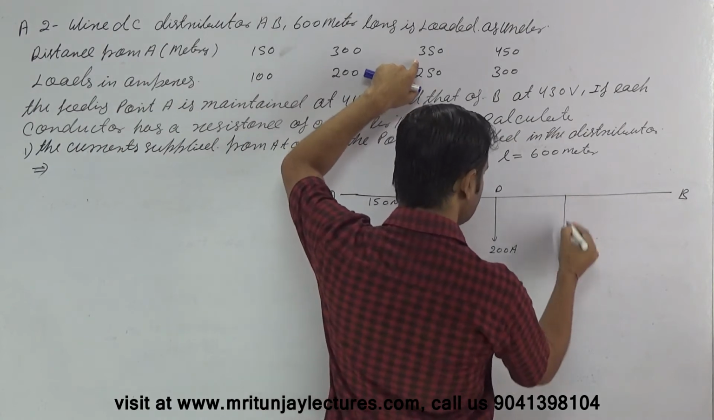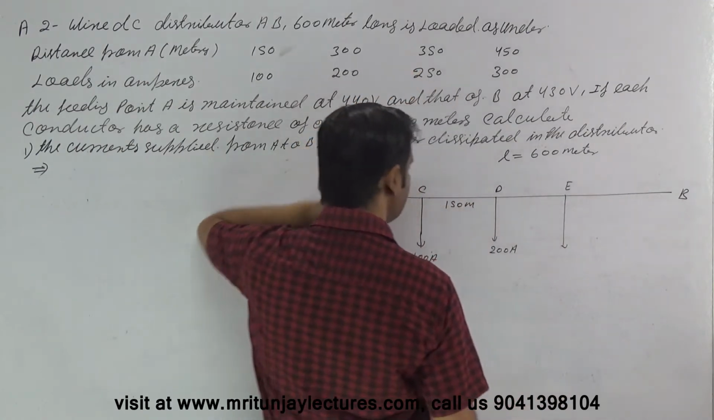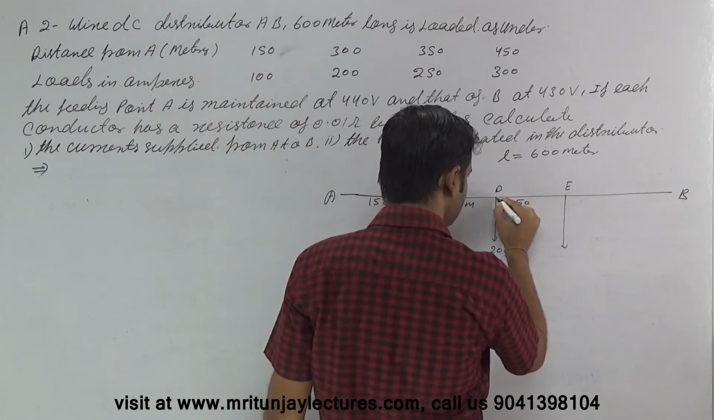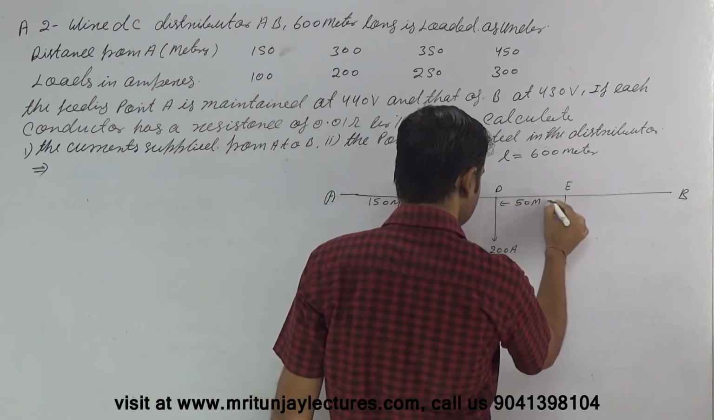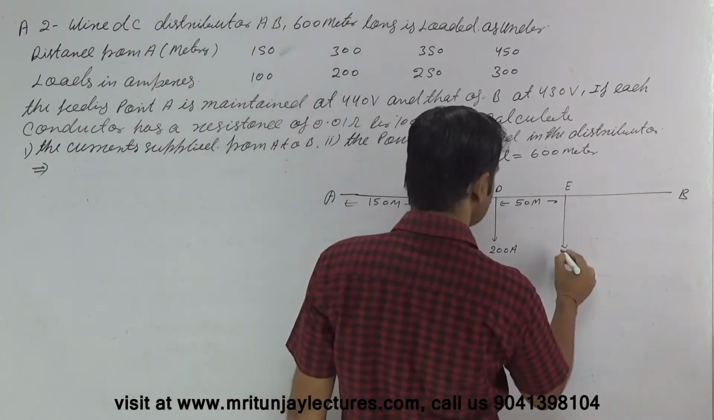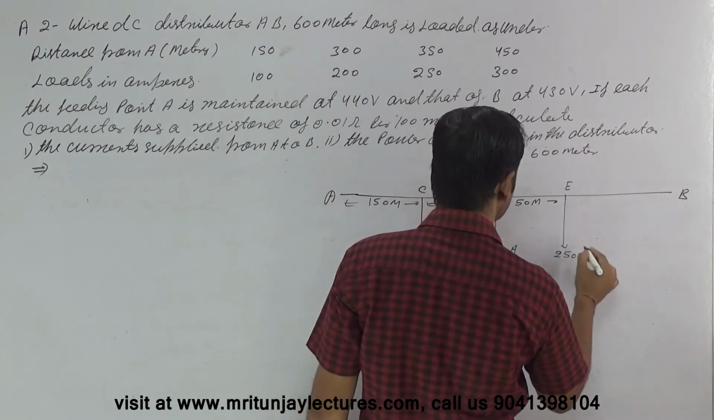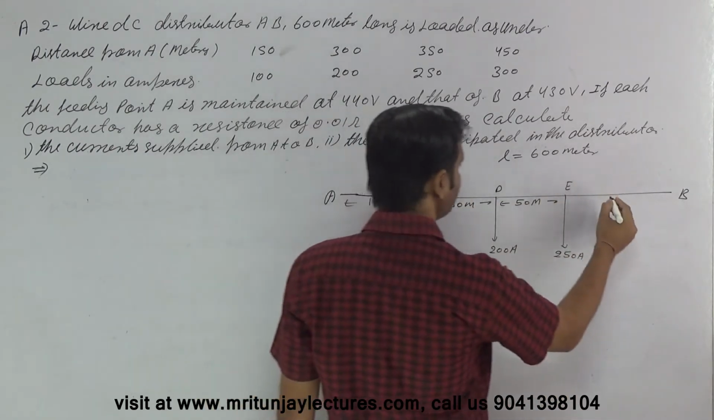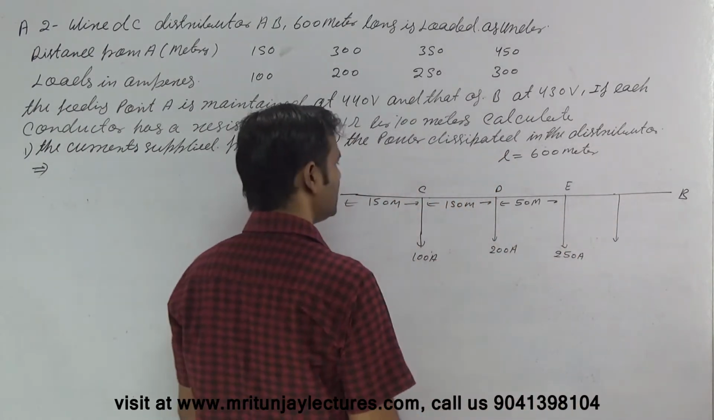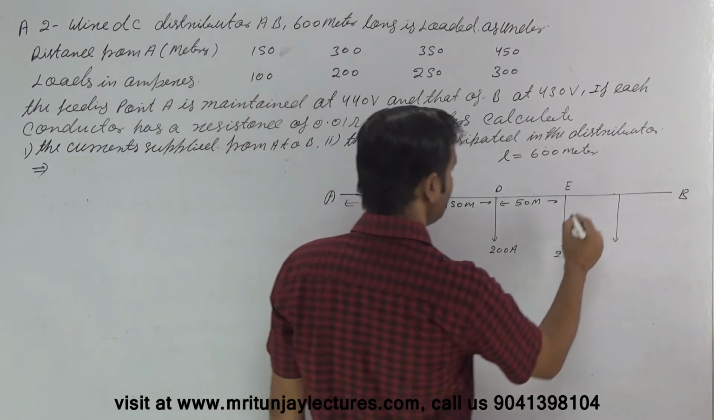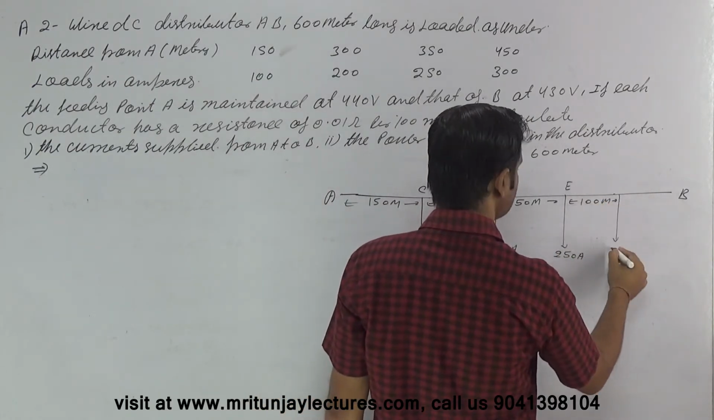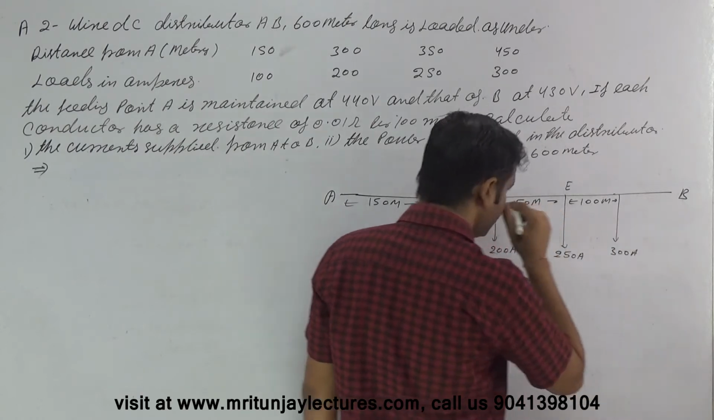Then 350, that is E. 350 means, what about the distance between D and E? 50 meter. That is 250 ampere. Now after that 450 means 100 meter. This one is 100 meter. And what about current? That is 300.